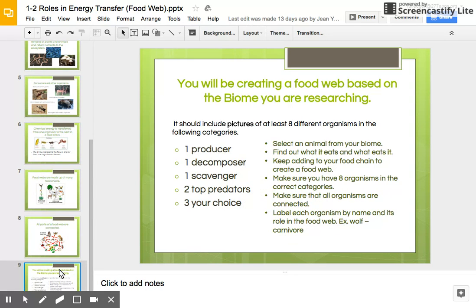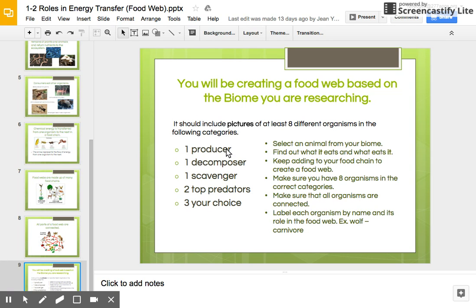When you make your biome project, one of your slides will include a food web that you create. So you cannot find one on the internet and copy and paste it into your project. You need to include pictures of at least 8 different organisms in the following categories. You need 1 producer, 1 decomposer, 1 scavenger, 2 top predators, so they're at the top of the food chain. They're not preyed upon by anything else. And then you can choose 3 other organisms that fit into any one of those categories.